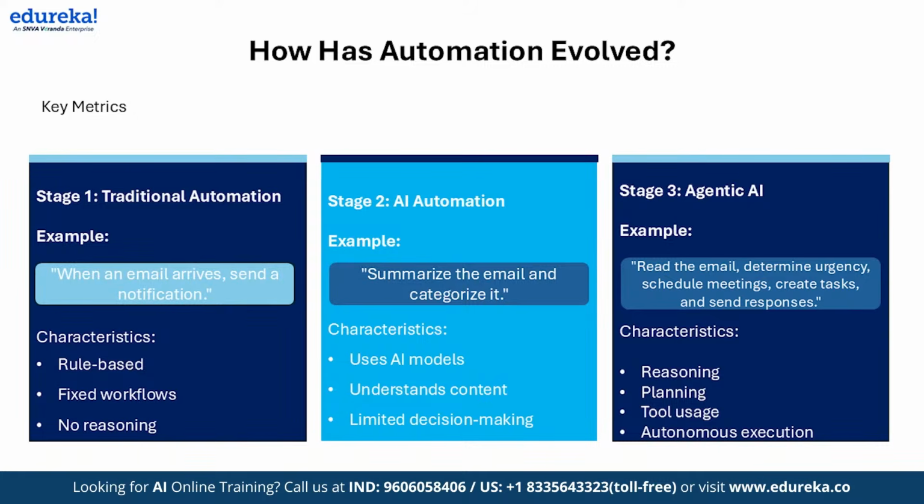We just move forward instead of doing all these simple capabilities. Now we can read the email, determine the urgency, schedule the meeting, create a task, and send the responses as well. So it's a single instruction that spawns a complex chain of reasoning and action. So we are moving from a simple tool to a digital employee, and that is what we mean by autonomous workflow.